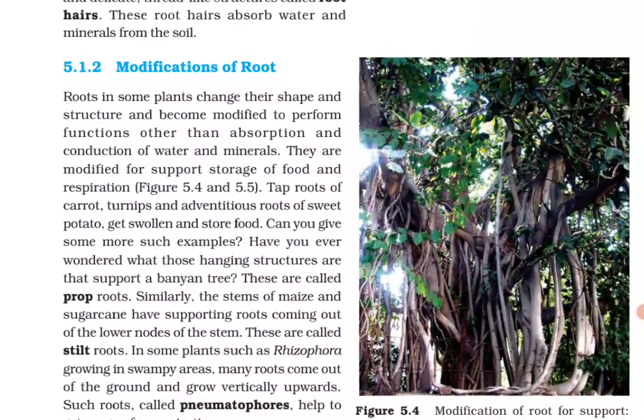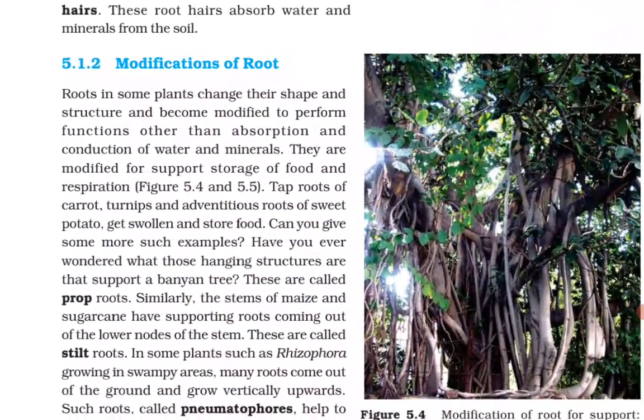5.1.2 Modifications of root. Roots in some plants change their shape and structure and become modified to perform functions other than the absorption and conduction of water and minerals. They are modified for support, storage of food and respiration. Taproots of carrot and turnips and adventitious roots of sweet potato get swollen and store food.